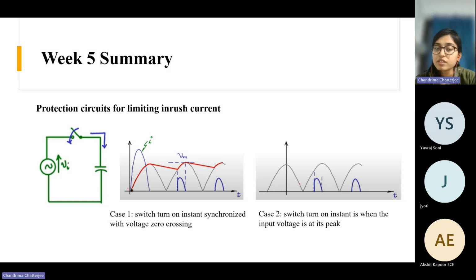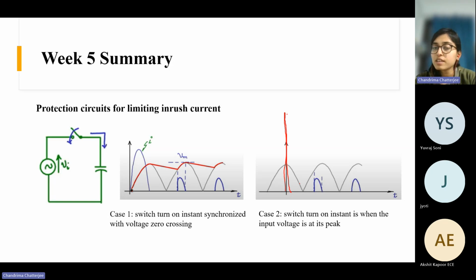But synchronizing the switch closing instant with the zero crossing is a bit difficult to achieve. And what is the worst case? The worst case is when your voltage is at its peak and you are closing this switch. Then this inrush current will be huge. It will be huge. Okay. A very peaky current of very high value. Why? Because here Vi is maximum and there is no voltage across the capacitor, so it will draw a huge amount of current. So this is the worst case condition.